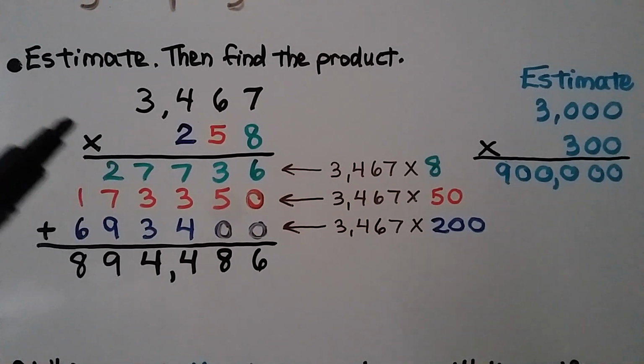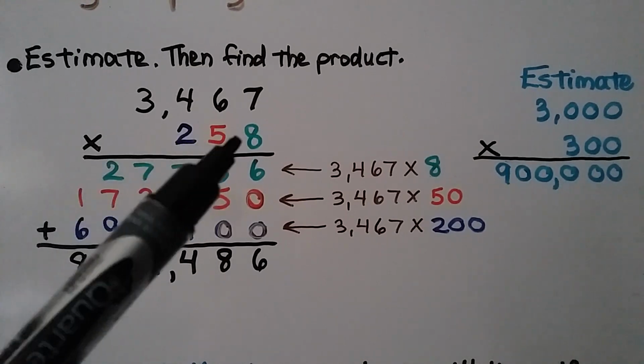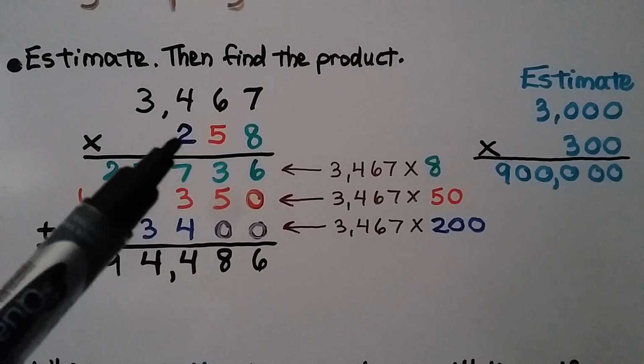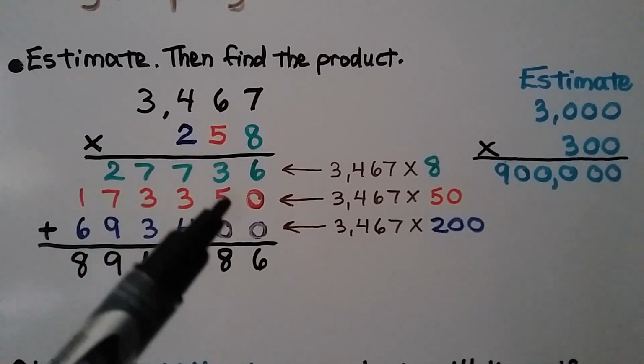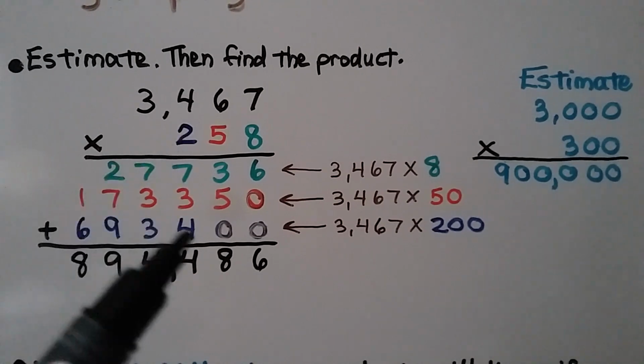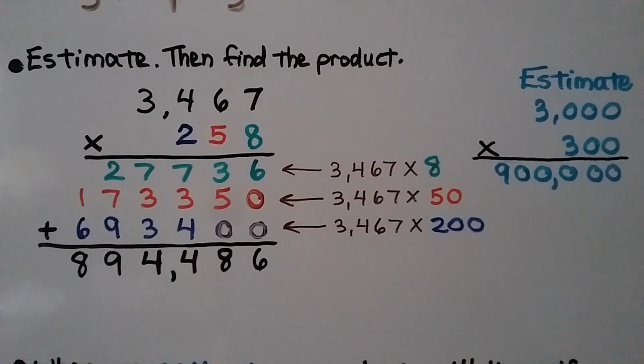Now, we're going to have 3 partial products because we have 3 digits here. Do you see that? So that's the first partial product, the green one. We have a second partial product and a third partial product because this has 3 digits. We're going to start with 8 times 7, which is 56.